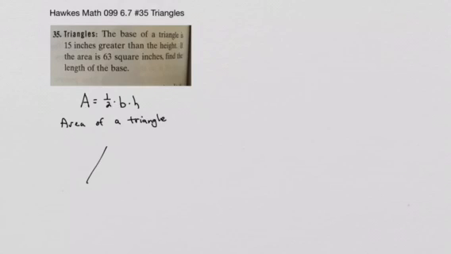So we have this triangle. The base is 15 inches greater than the height. So here's the height, and then the base would be 15 inches more than that. So h plus 15 for the base. So we'll go ahead and fill in the area formula. Area would be 63, and then the 1/2, and the base will be h plus 15, and then the height. So 63 equals 1/2 times the height times the base, which is h plus 15.